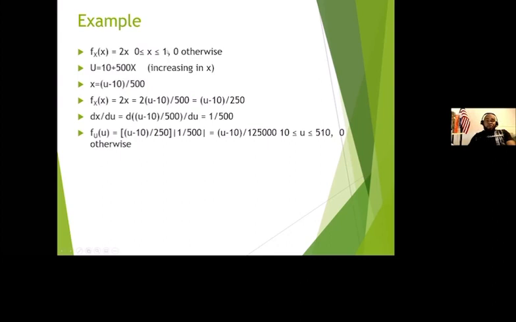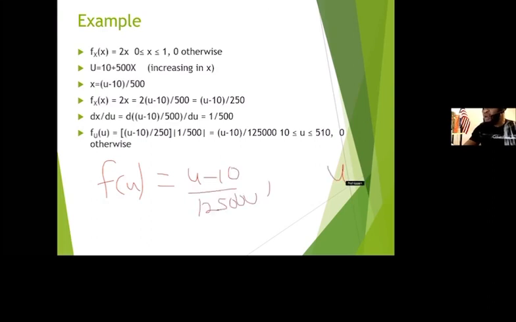Then plug in 1 for x. That will be 500 times 1, which is 500, right? 500 plus 10 is 510. So therefore, I have a new distribution now. My f of u is (u minus 10) divided by 125,000. And my u now lies between 10 and 510. Take a look at that.